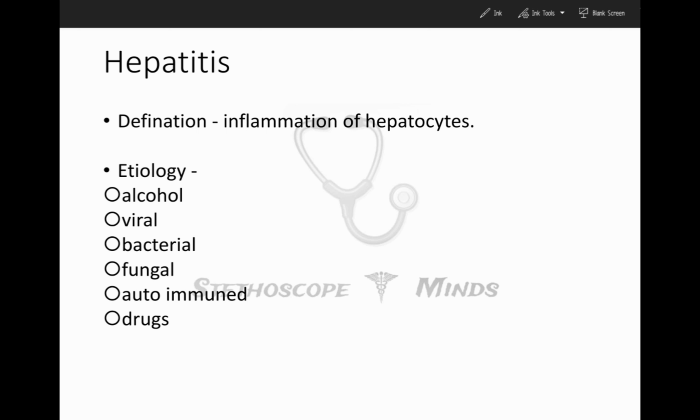Now let's dive into the etiology. There are many causes of hepatitis, and one of the most important is alcohol intake, and the second most is viral. The remaining are bacterial, fungal, autoimmune, where our own cells destroy our hepatocytes, and certain drugs like that.